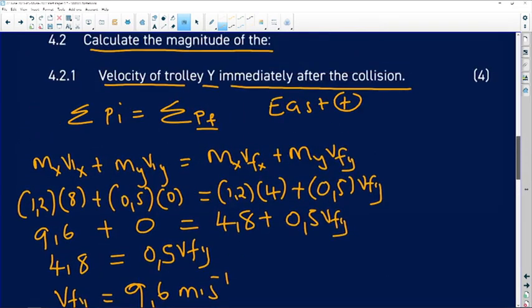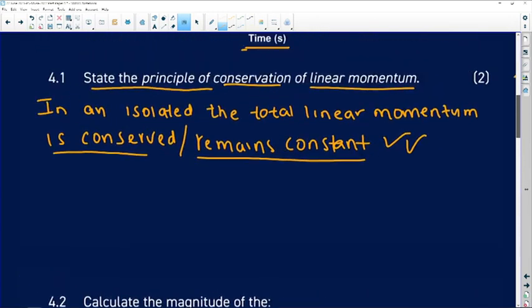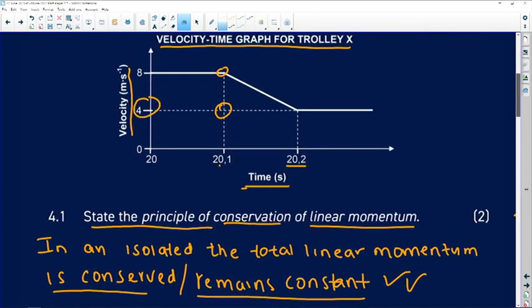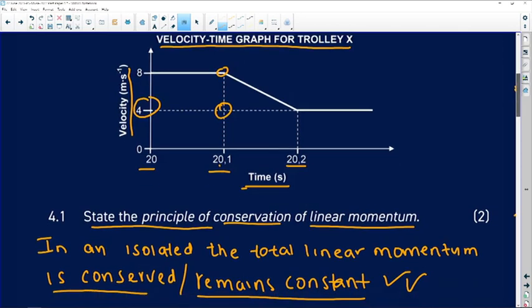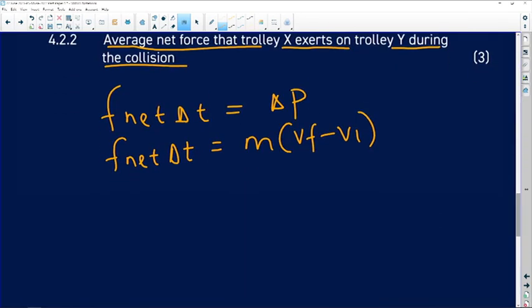We go to our graph there. Our graph will give us the time. Let us look at this. So the time now is the difference between 20 and 20,1. The difference between the two is 0,1. So that is our time now. So we have our time.